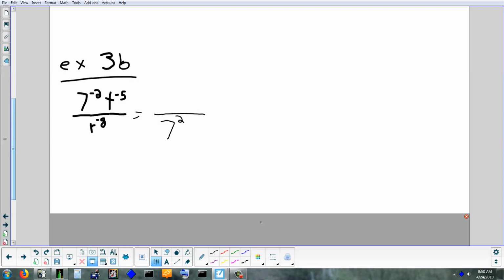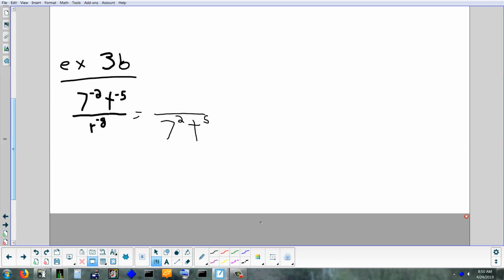Brady, what else is gonna move to the bottom? Remember, anything that has a negative exponent has to move to the opposite location, and that will make the exponent positive. So 7 had a negative 2, right? We moved it to the bottom, it made the 2 positive, right? What else do you see on the top? Negative 5. So what am I going to write on the bottom? What's the base? This is a T, right? Yeah, T. And that'll be positive 5. T to the positive 5.